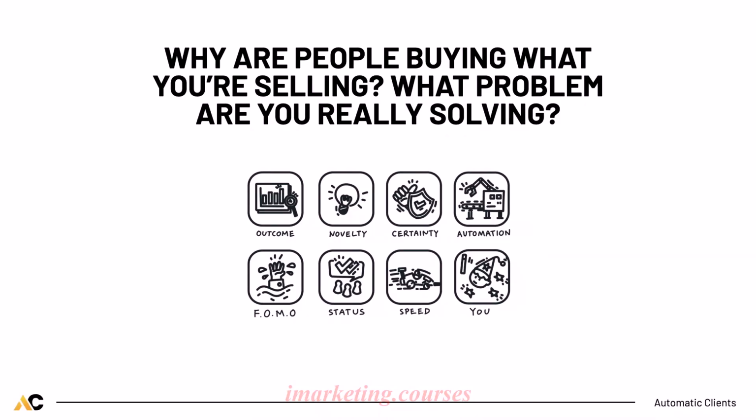So again, if you want to write this down, you can write down the list, but they're also on page 273 or whatever I said. But you can sell an outcome, right? That's what we're selling in Automatic Clients. We're helping you get clients for your business. You can sell novelty. We also talked about this in the last video, I believe, about timing.